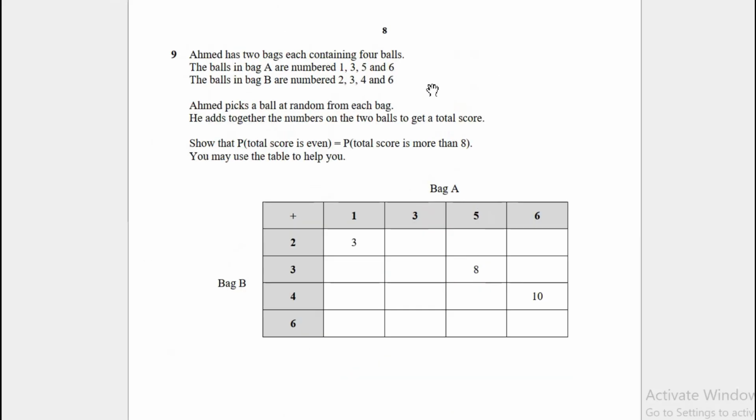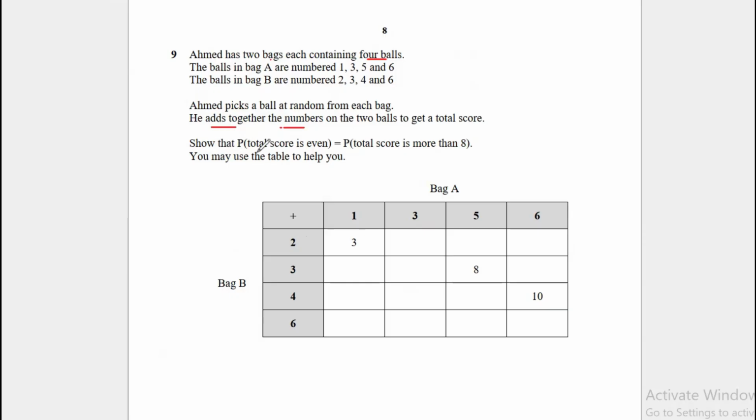Next, we have question number 9. In this question, two bags, each containing 4 balls. The balls in bag A are numbered 1, 3, 5, 6, and the balls in bag B are numbered 2, 3, 4, and 6. Ahmed picks a ball at random from each bag, and he adds together the numbers on the 2 balls. As you can see, they added 3 plus 5 gives you 8, so it means 2 plus 1 is 3. First of all we will add all these, so it will help us to complete the next step.